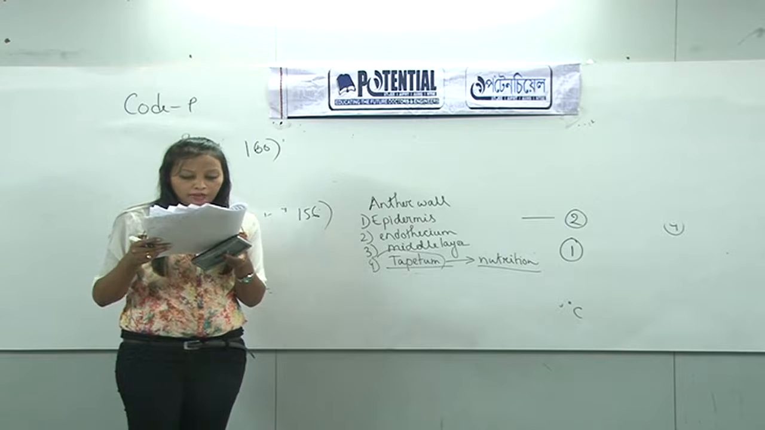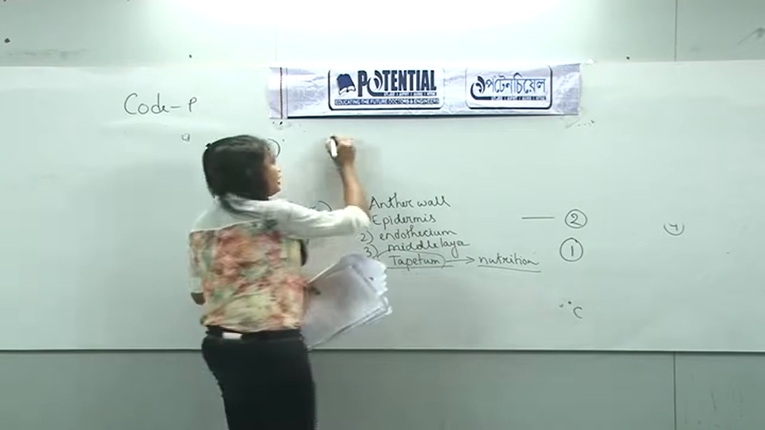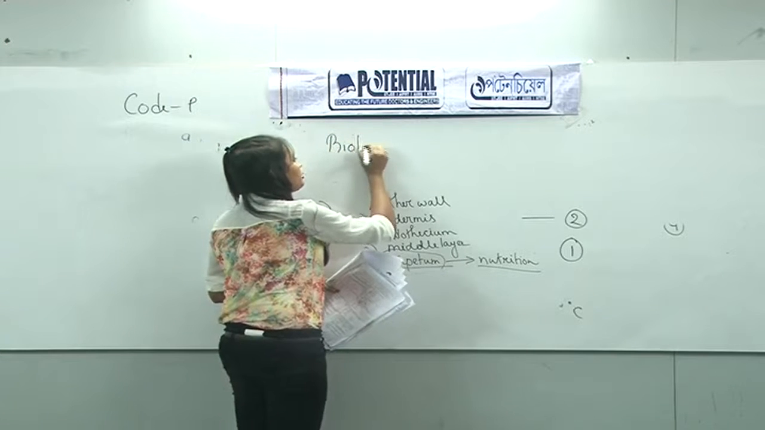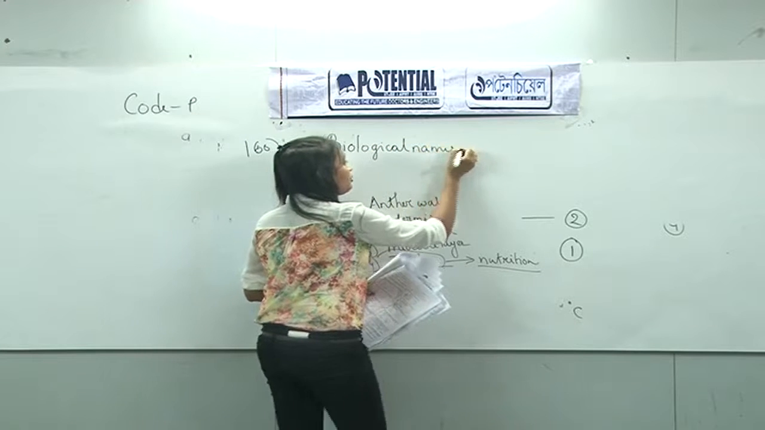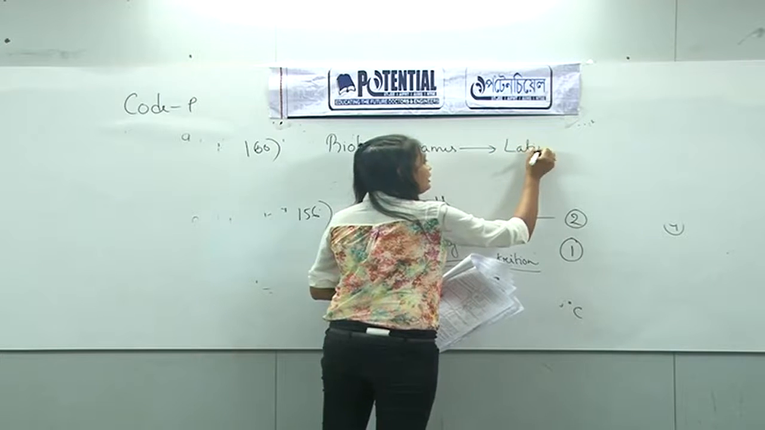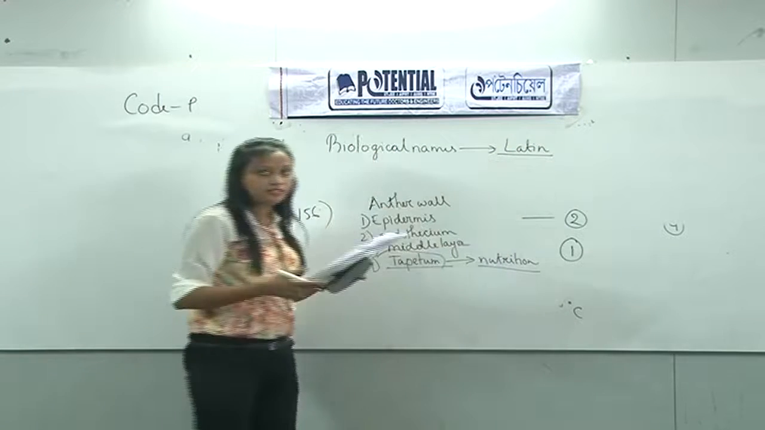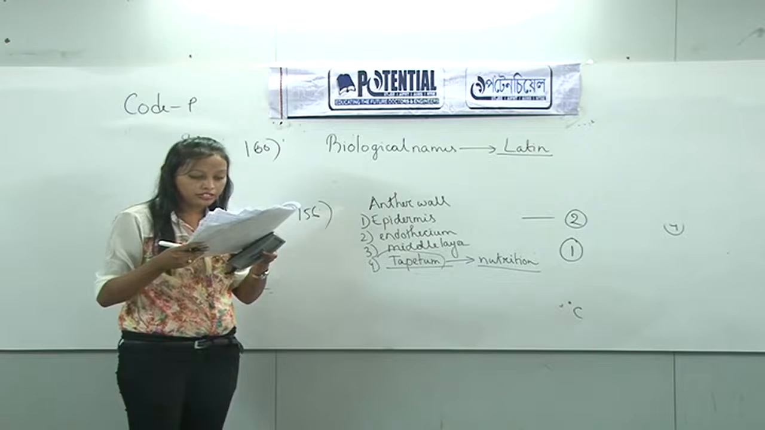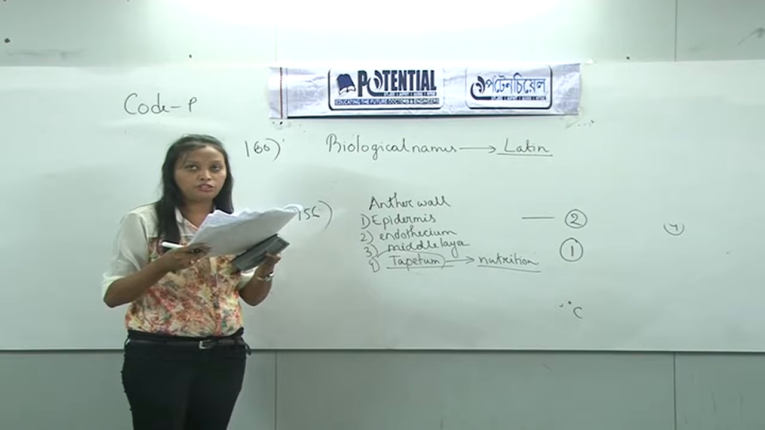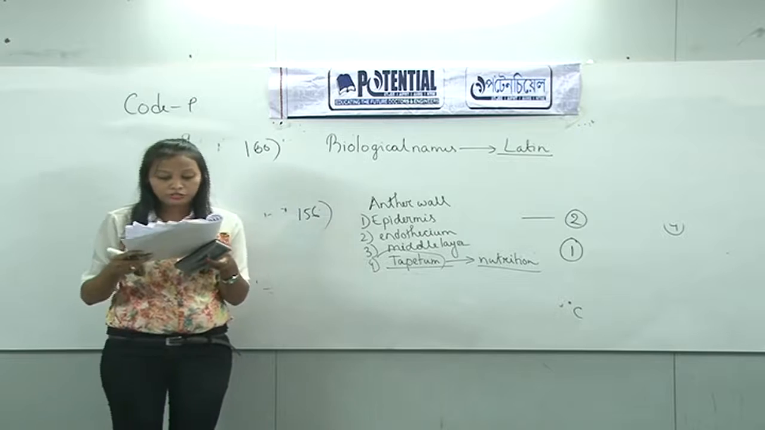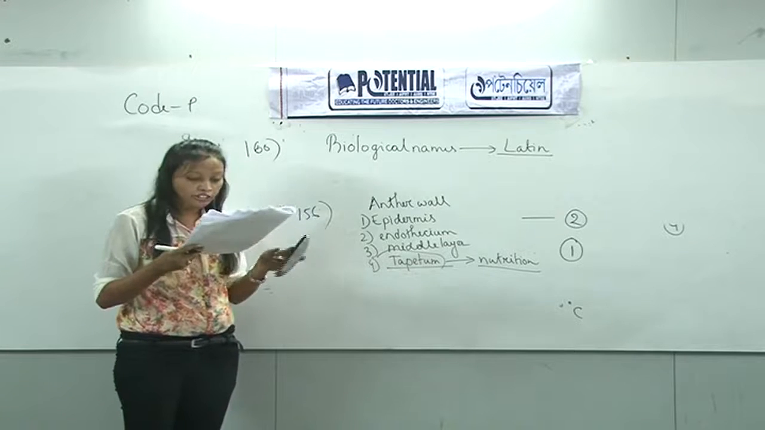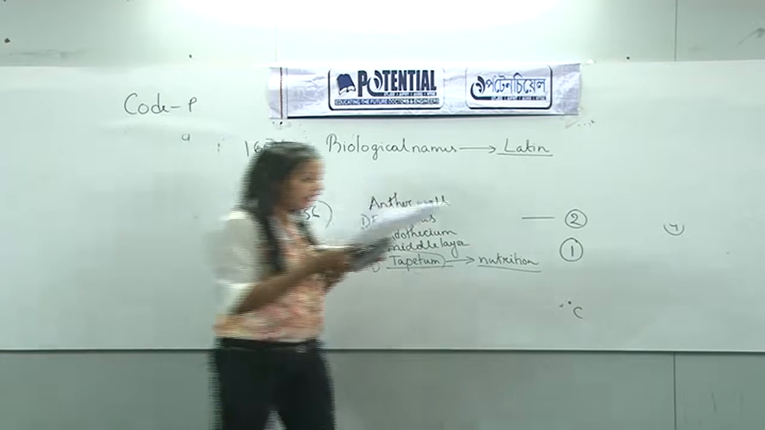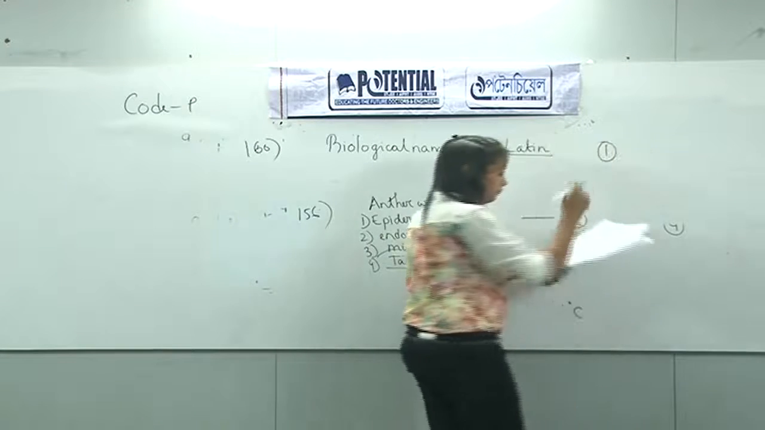So option 1, biological names can be written in any language. We know biological names, that is the scientific name, we cannot write in any language because biological names we write in the Latin language. They are Latin or Latinized. So that statement is false. That statement is contrary to the rules of nomenclature, because according to the rules, biological names should be written in Latin or Latinized. So the correct answer will be 1.